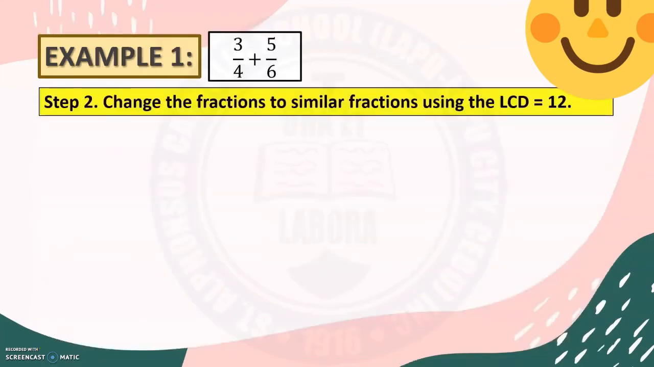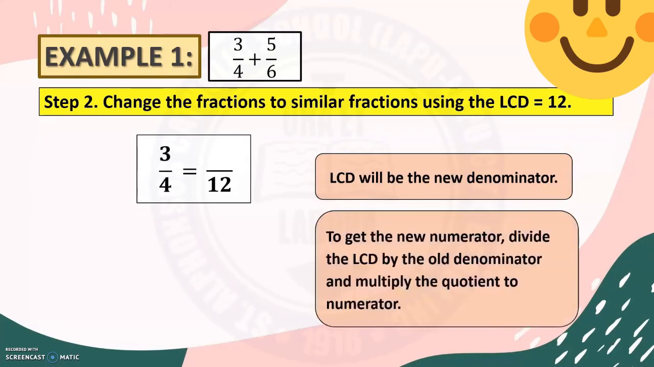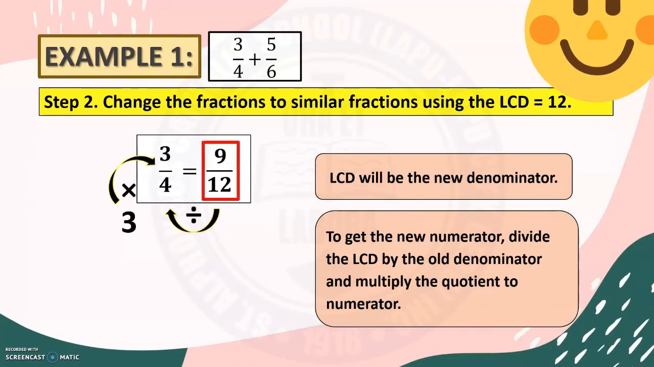Now let's proceed to step 2. Change the fractions to similar fractions using the LCD, which is 12. Our first fraction is 3/4. The LCD will be the new denominator. To get the new numerator, let's divide the LCD by the old denominator and multiply the quotient to the numerator. Let's divide. 12 divided by 4 is 3. 3 times 3 is equal to 9. So we have our new fraction, 9/12.